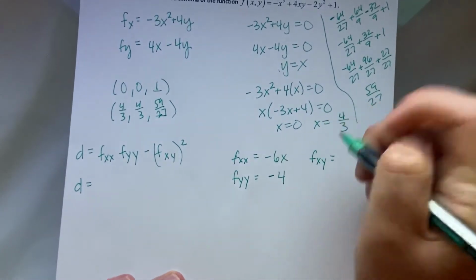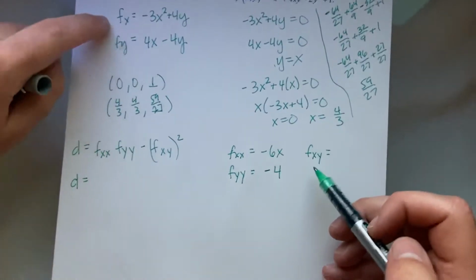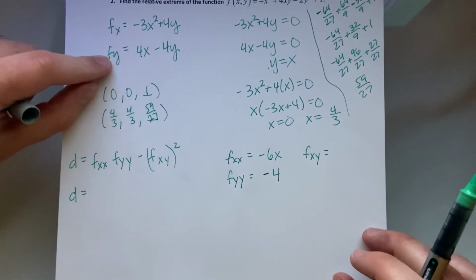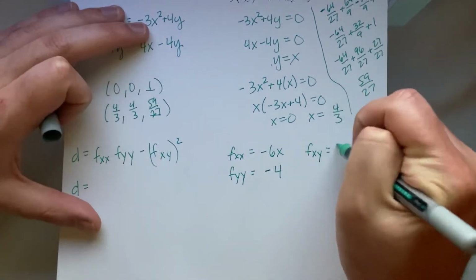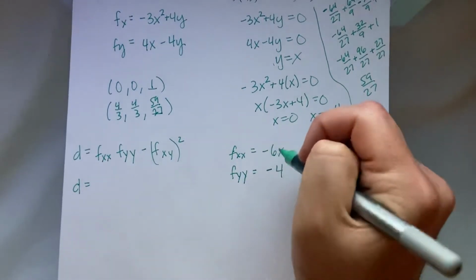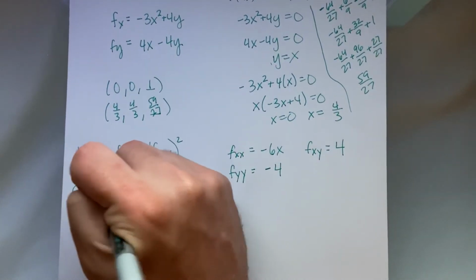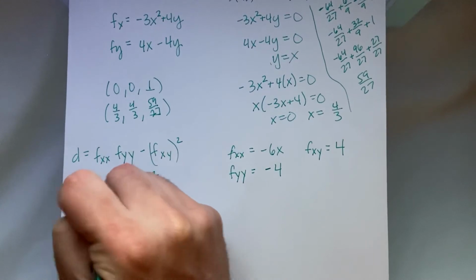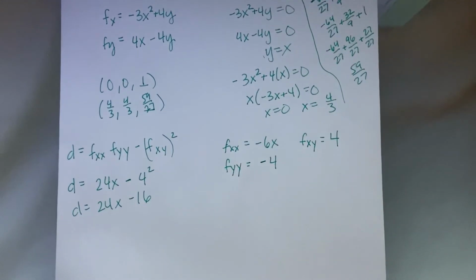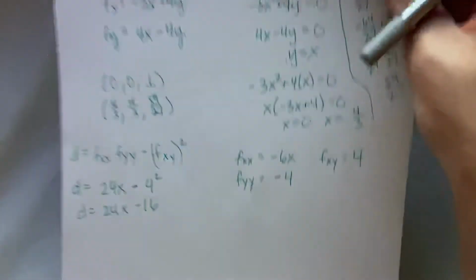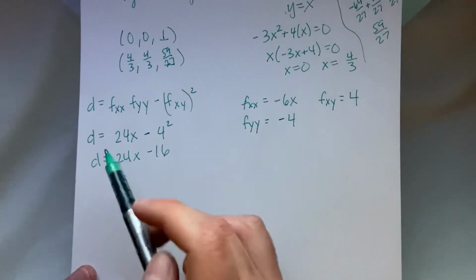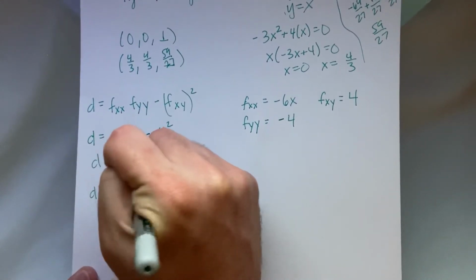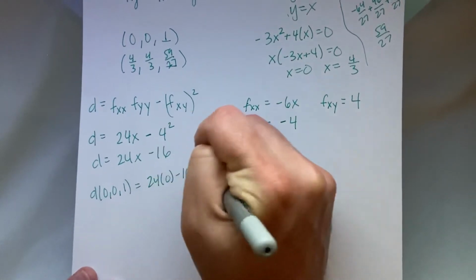What about my partial derivative once in each direction? I can either take my partial derivative with respect to x and do it again in terms of y, or do y's in terms of x. Either way, you should get 4. So in this case, negative 6x times negative 4 would be 24x minus 4 squared, 24x minus 16. Now I have to analyze this at each point for x and y. In this case, x is the only thing that matters.